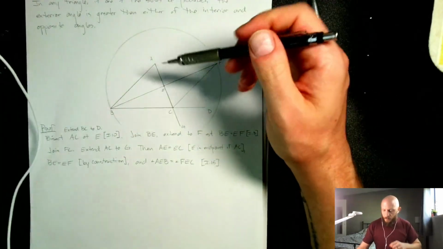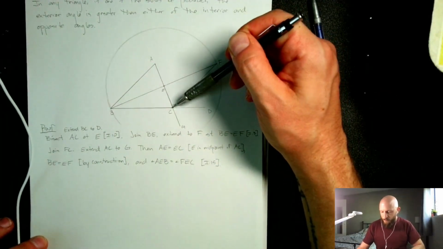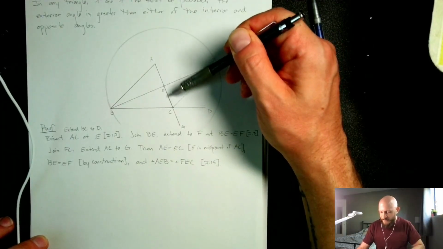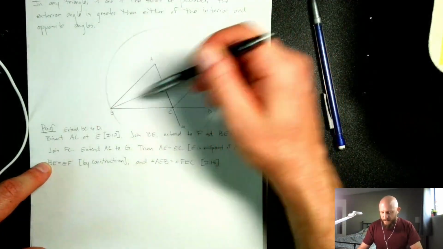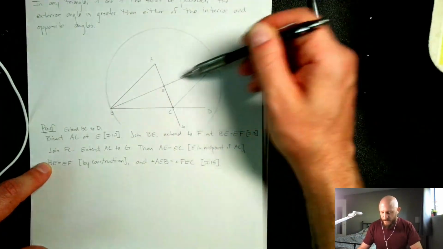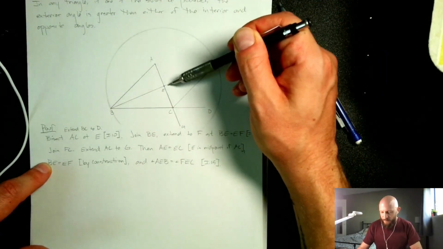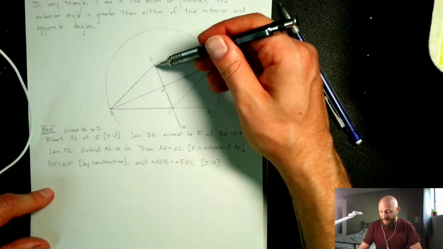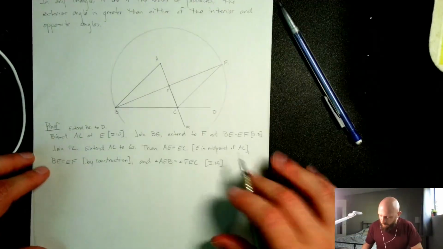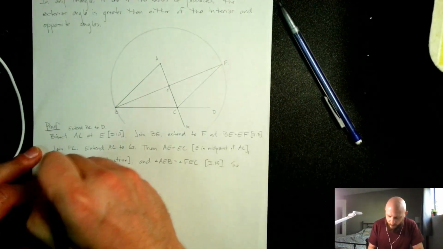So what have we shown? CE equals, I probably should have said CE just to keep things in the same order, EB or BE is equal to EF, and then these angles between those equal lines are also equal. So by side angle side, we have two congruent triangles.